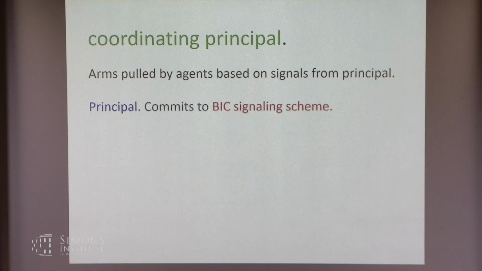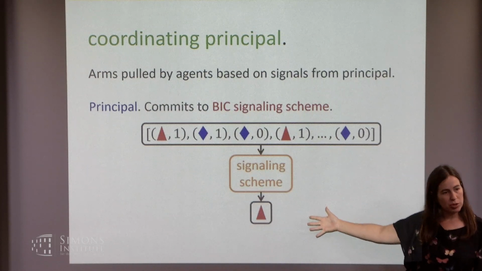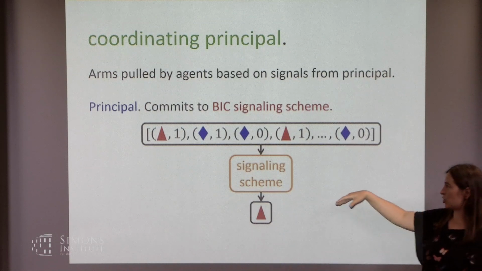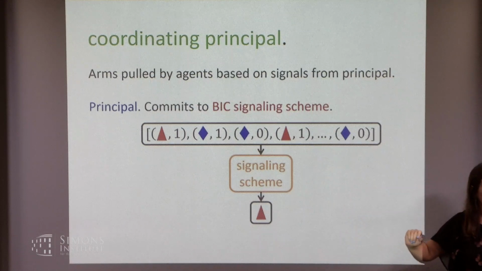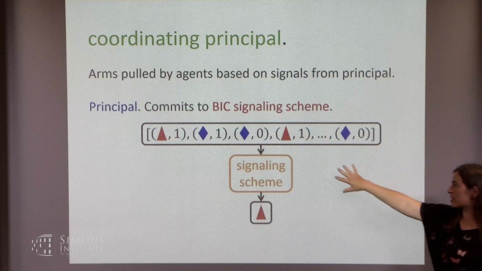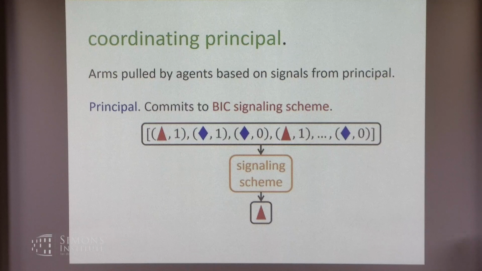Notice that there's an information asymmetry here, because the principal knows the outcomes of all of the past arm pulls, but the agent comes into the system and doesn't have that information. And so the principal can leverage this information asymmetry to induce the agent to pull whichever arm the principal wants, under some conditions on the signaling scheme. So there are some incentive constraints. The principal is going to commit to a signaling scheme that's going to cause the agents to want to follow the recommendation of the principal.